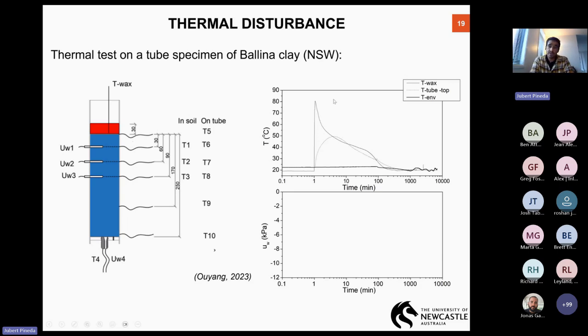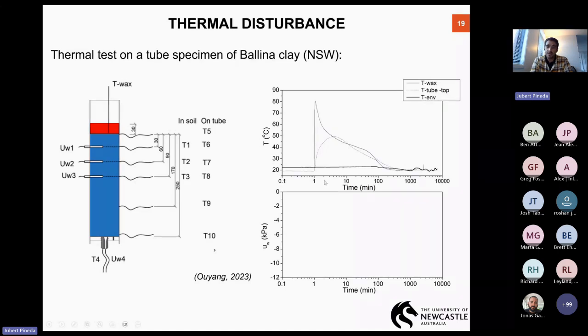So what you see in the top right-hand side is the temperature of the wax, which reached 80 plus degrees, and then the temperature at the same location here, but outside the tube. All right. So the wax was poured at 80 plus, and then the tube reaches temperatures around 50 degrees.